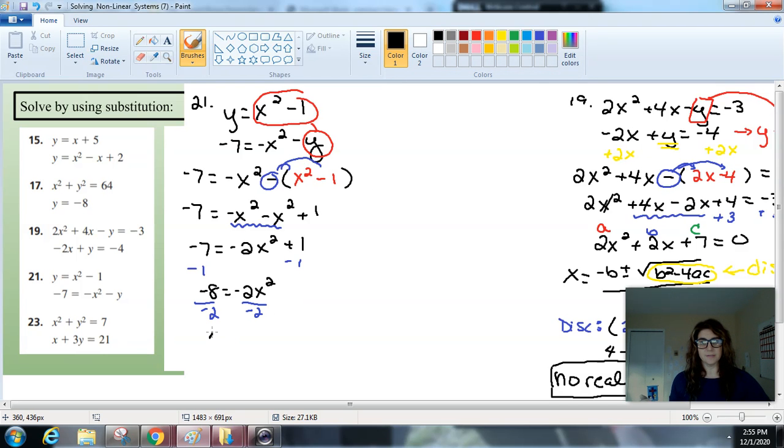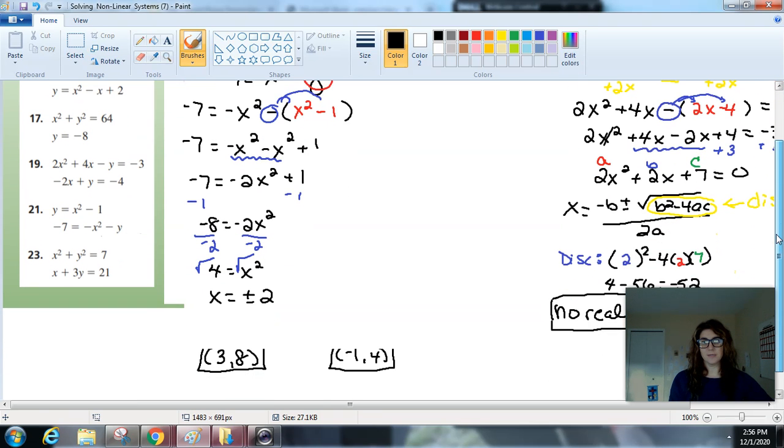Now it gets me a positive 4 over here equals x squared. And we're going to square root. And again, when we square root, you have to remember to put a plus or minus. So I have two answers. I have a positive 2 and I have a negative 2. So again, do not forget that when you are going through and doing these problems.